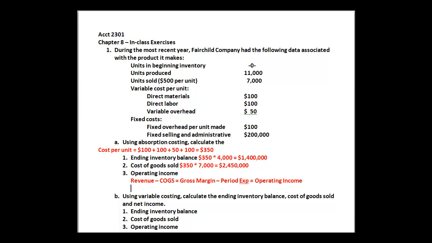So first we have to calculate revenue. For revenue, it tells you that we sold 7,000 units for $500 a piece. So when we multiply that out, that is going to give you your sales revenue of $3.5 million. So $3.5 million is your sales revenue.